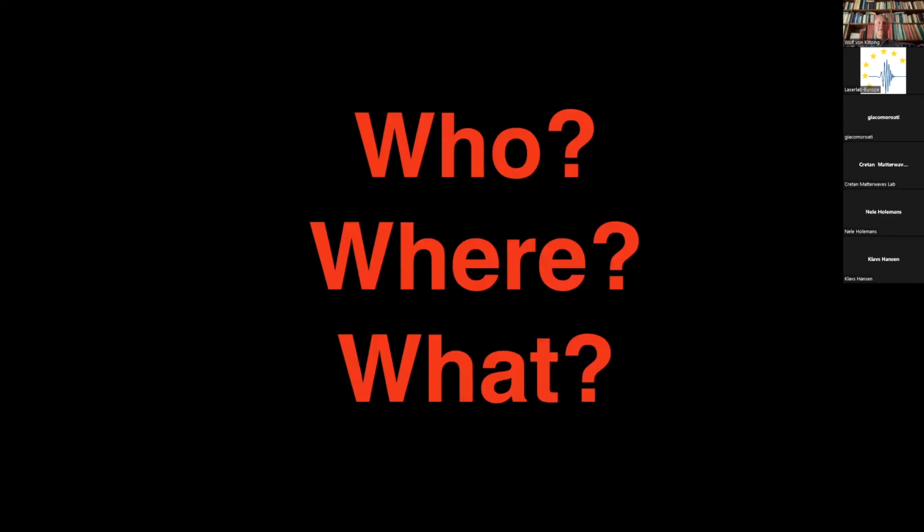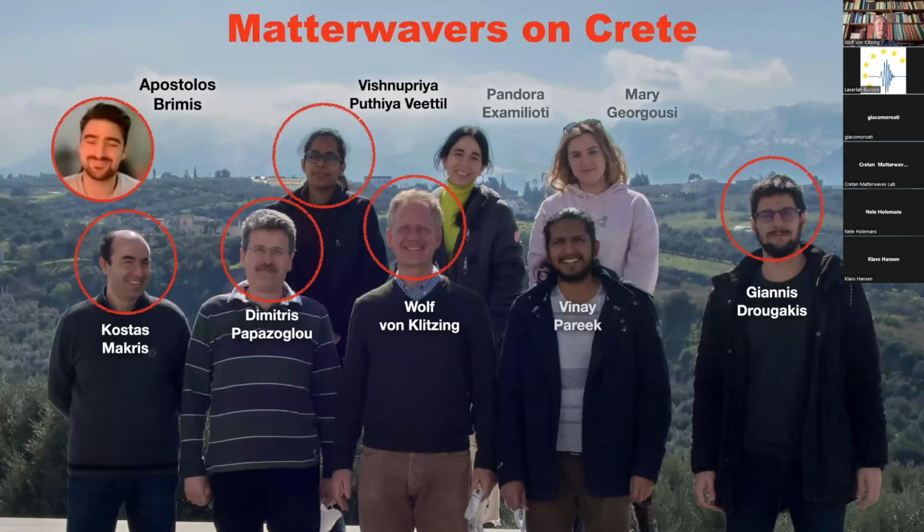So small overview: who, where, what? Who are we? Where are we? What are we doing? So first of all, of course, the most important thing: the guys in the lab, the people who actually do the experiment. The leading postdoc right now is Vishnu Priya. And Yanis is a postdoc in the experiment. Pandora, Mary, and Vinay are working more on classical optics, space optics supporting technologies. Dimitris Papadopoulos is a theorist for optics. Kostas Makris is also a theorist for nonlinear optics. And Apostolos is a PhD student of mine and Kostas, working on matter waves.